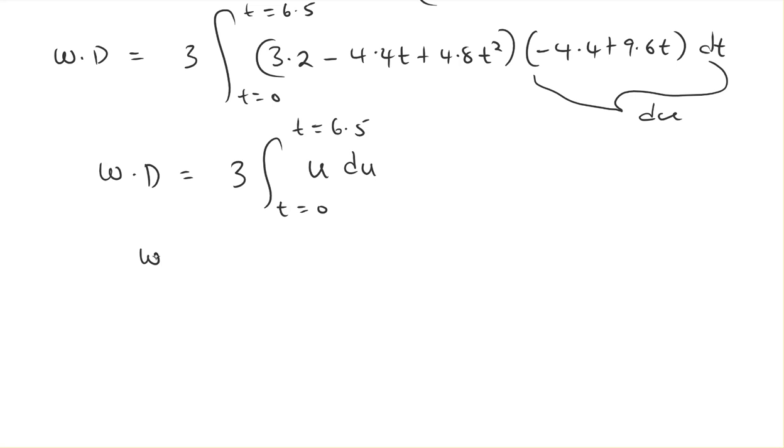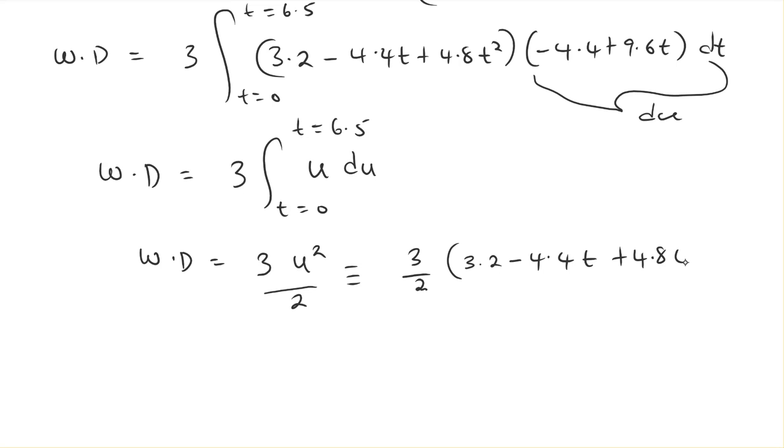So work done is now equal to 3 times this integral, which is just u squared over 2. And by substituting back, we have 3 over 2, bracket 3.2, I'm putting back what u is originally, minus 4.4t plus 4.8t squared, and all squared because u is squared. And now we can substitute t equal to 0 for the lower limit, t equal to 6.5 for the upper limit.